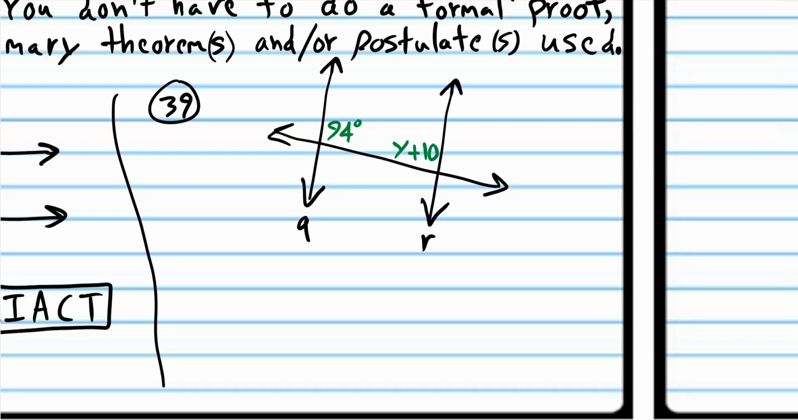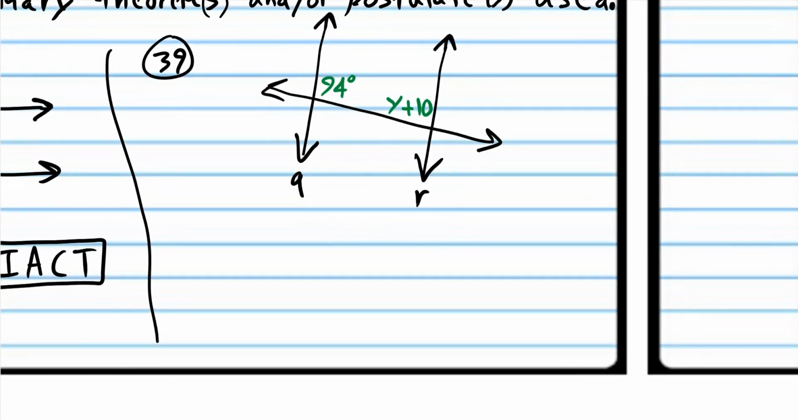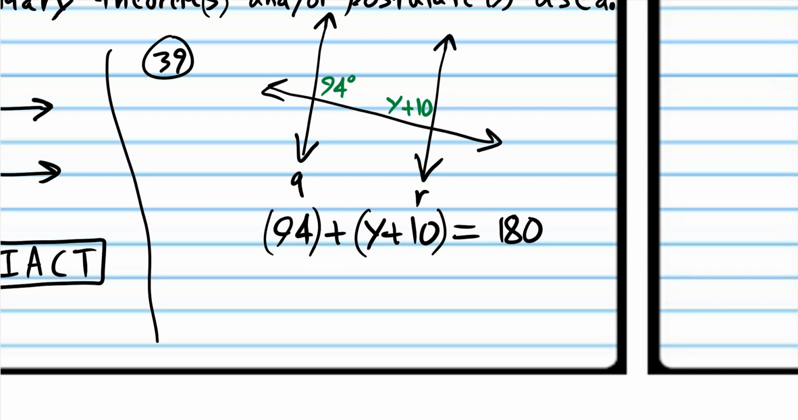Now supplementary means that those two angles, 94 and y plus 10, have to add up to 180. That's why I added them. If you want, we can put parentheses around these so you can see what we're adding together, but you don't really need parentheses. 94 plus 10 is 104. And then we subtract 104 from both sides, and we get y is equal to 76.